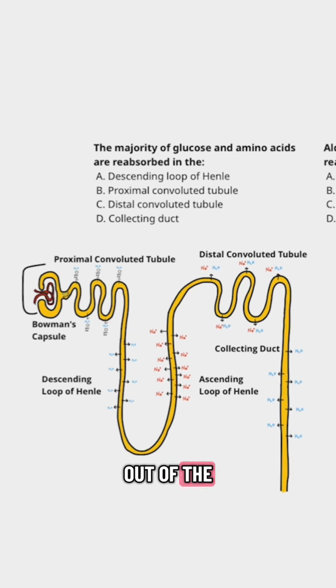Things are filtered out of the blood over here from the glomerulus, and they enter the Bowman's capsule, which is the first part of the nephron. Immediately after that, they enter the proximal convoluted tubule, and here is where a good portion of what's been filtered out of the blood is now reabsorbed back into the blood.